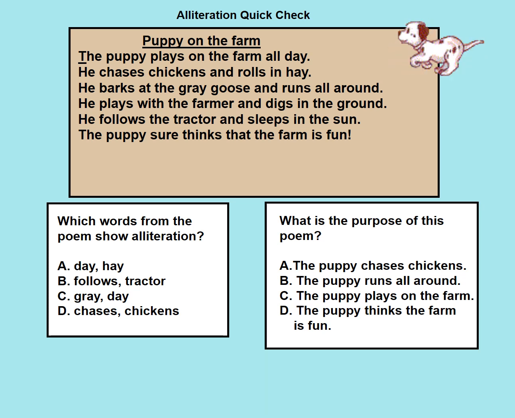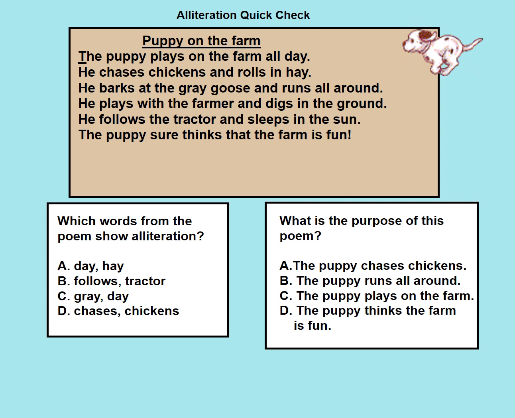Chases and chickens. That is alliteration. Did you hear those similar sounds, or the same sounds, at the beginning of the word? Ch, ases, ch, ickens. So D would be our answer. Alliteration, chases, chickens. Next question says, what is the purpose of this poem?